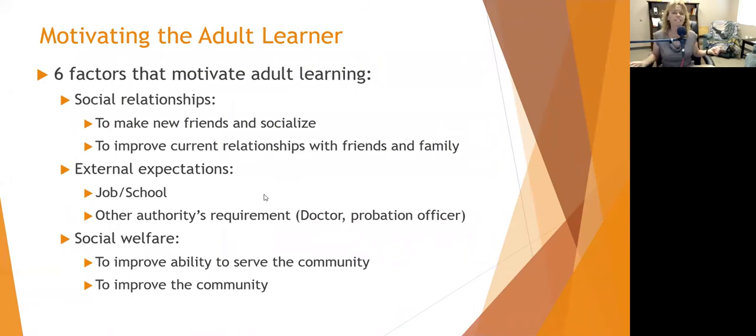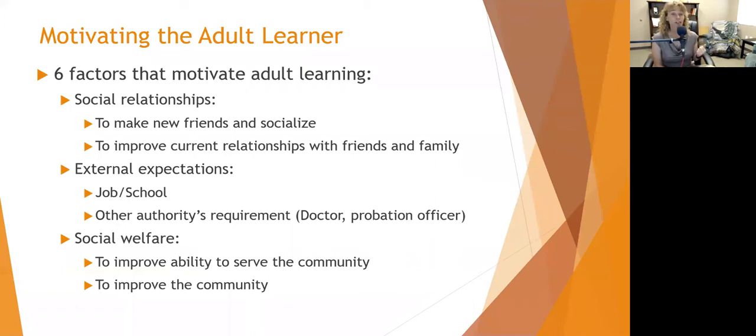So motivating the adult learner. 6 factors that motivate adult learning. Social relationships. If you can join a group, whether it's a grief support group or depression recovery group or learning to crochet group, whatever it is, to make new friends and socialize, people will enjoy this. Or to improve current relationships with friends and family. Sometimes people will go to groups because they recognize they've got a problem that's impairing their relationships with friends and family, so they're going to try to address that. So social relationships are one motivator.